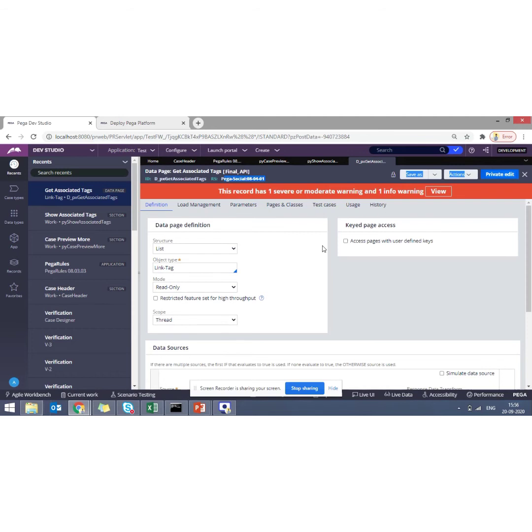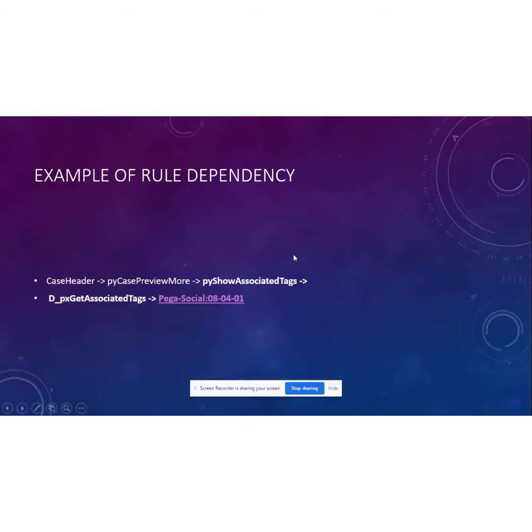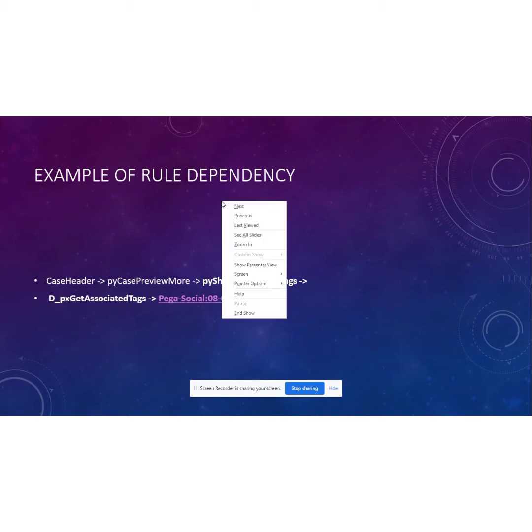So in that scenario, we'll get errors showing that this D page is not applicable, or this D page is not accessible, so we'll not be able to open the portal or case. Okay, so this is how that rule dependency is present between the rules. So if you take a small set of rules and deploy it, it may cause an issue.